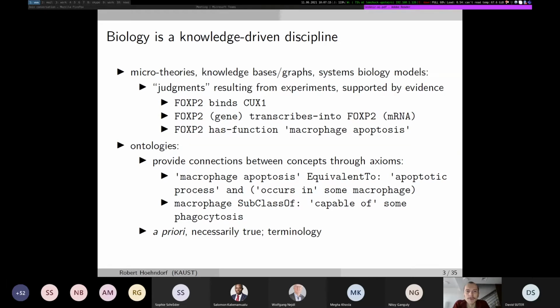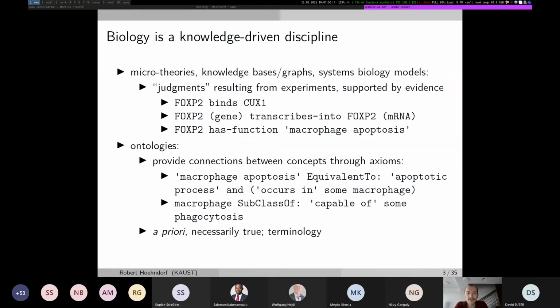And in the end, we know now that, for example, FOXP2 binds to COX1, or that a protein has a particular function. And these are small micro theories which we represent in biology and biomedicine in knowledge bases or knowledge graphs, if we use a graph-based representation format. If we have some quantitative information, we would represent them in systems biology models where we model the dynamics or the quantitative relations between these entities.